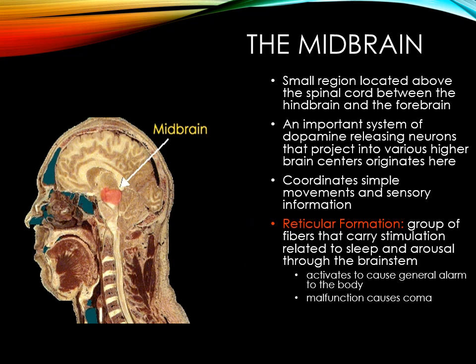And the great thing about this, you need to know one structure that is going to run through the midbrain, and that's called your reticular formation. Now, before I told you that the pons deals with sleep and arousal, the reticular formation also deals with sleep and arousal. Just because they are very similar in how we describe what they do, you will never see these two together in a possible answer set.